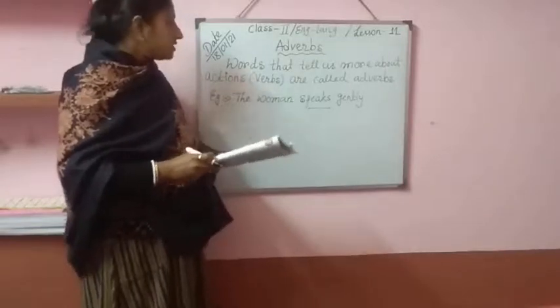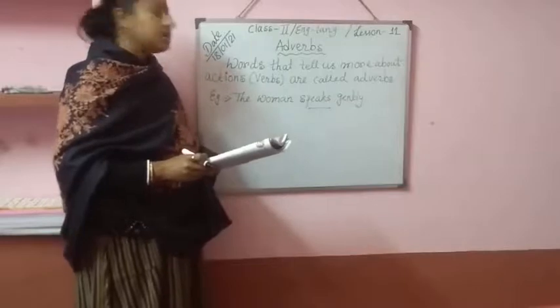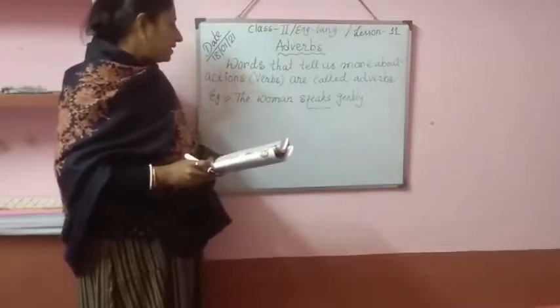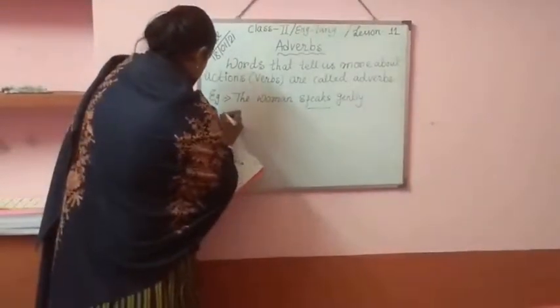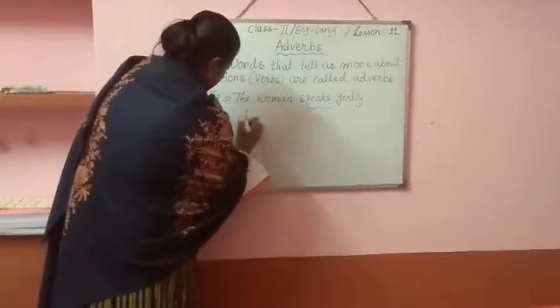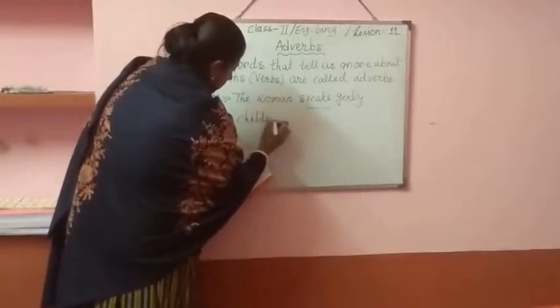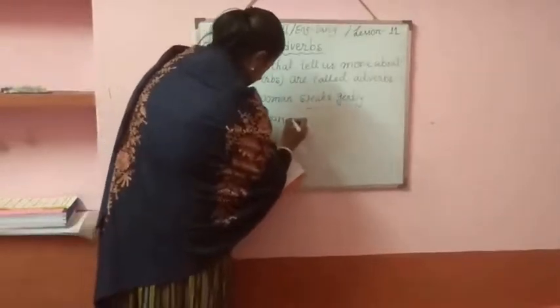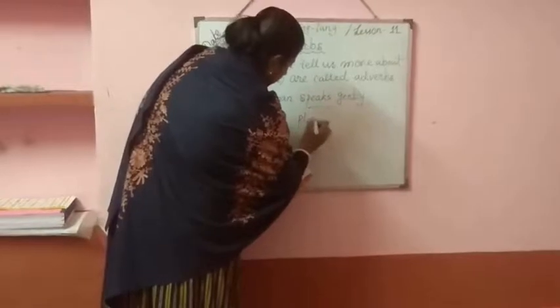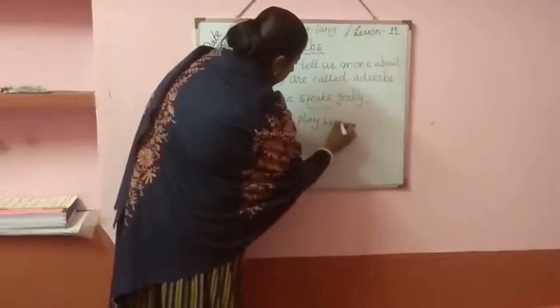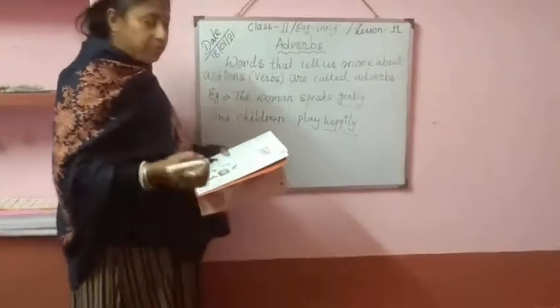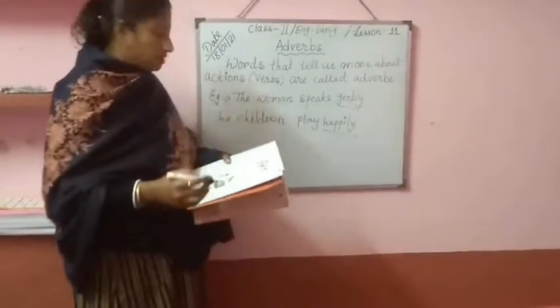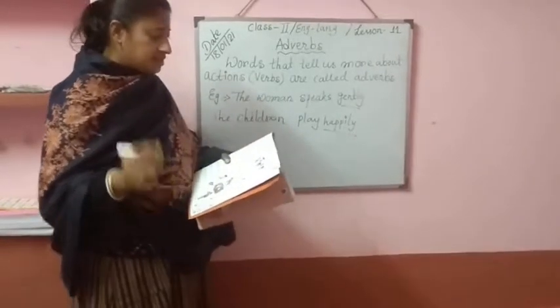So, words that tell us more about action are called adverbs. Example, the woman speaks gently. After that, the children play happily. How do the children play? Happily. More about action, that's why this one adverbs. Adverbs usually answer the question how.